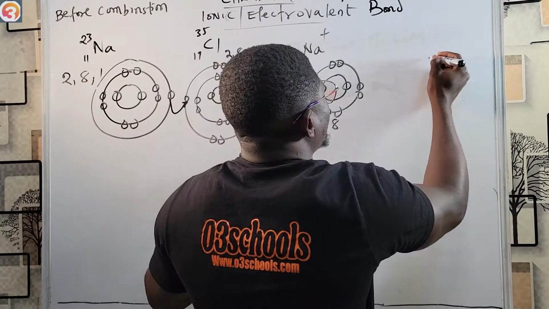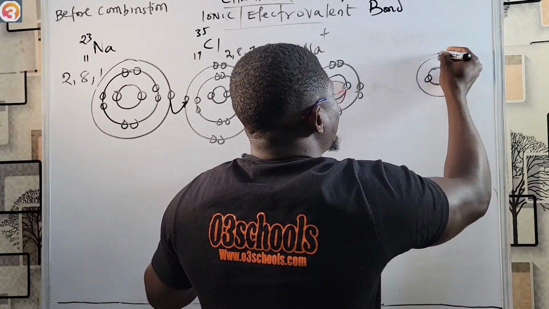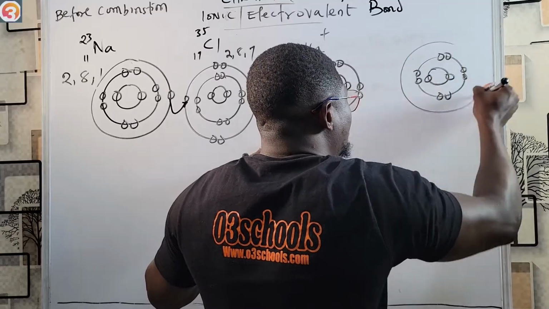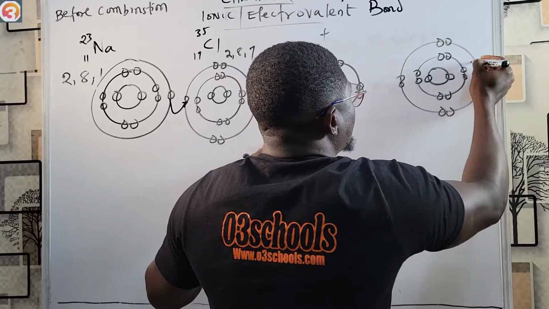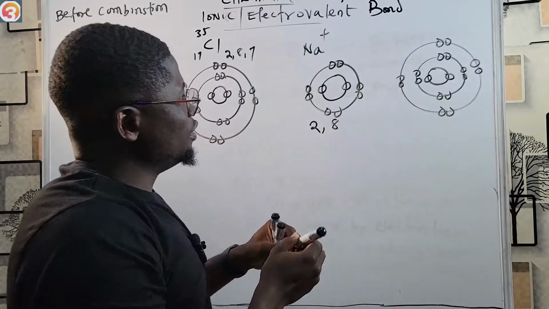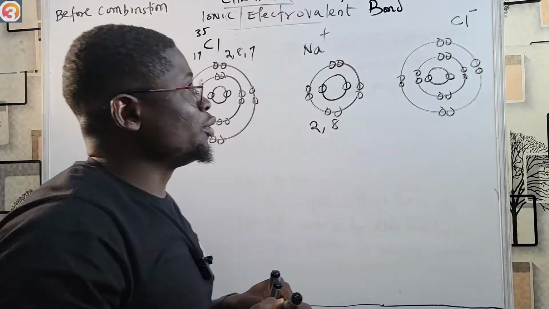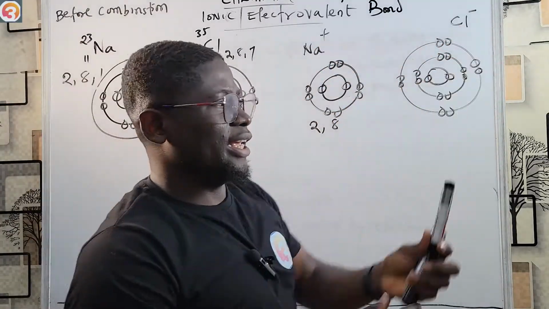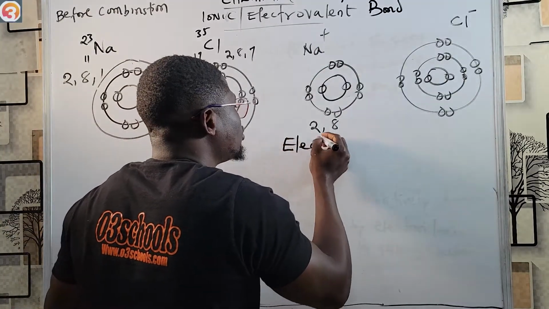Now for chlorine, we have 2 electrons in the first shell, in the next shell 8 electrons, and then in the third shell 8 electrons. All right. So you see here, this is now a chlorine ion. This will become a sodium ion, and this will become a chlorine ion. This sodium is the electron donor.